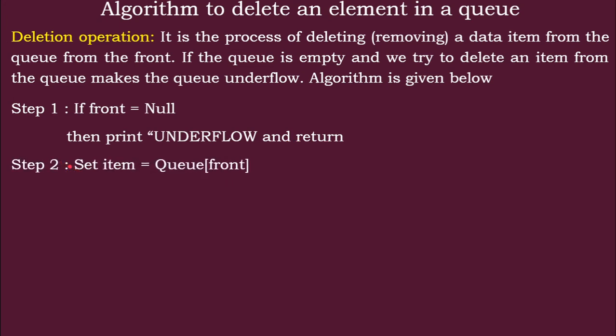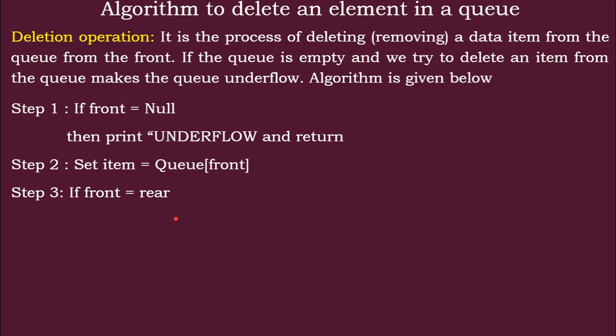Next step says set item equal to queue of front. That means if the condition becomes false, we come to the next step. What does step 2 say? Set the item to queue of front. So whatever element is available at the front pointer in the queue, get that data and put it in the item, which is the removed item.